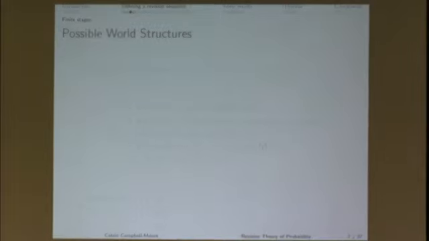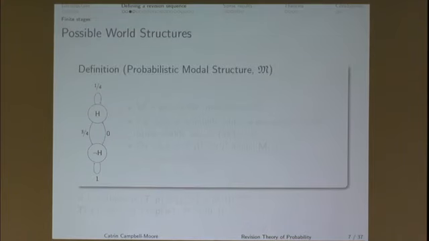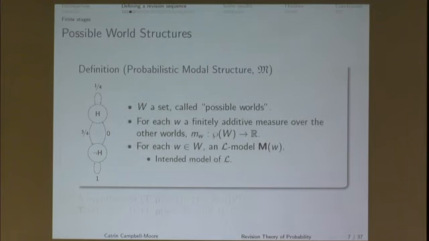So the possible world structures are what you need if you want to get things like the probability of heads is a half. Here we're going to have a ground model where we impose these probabilistic facts. This is just a quantitative Kripke kind of structure. You've got a set of possible worlds.